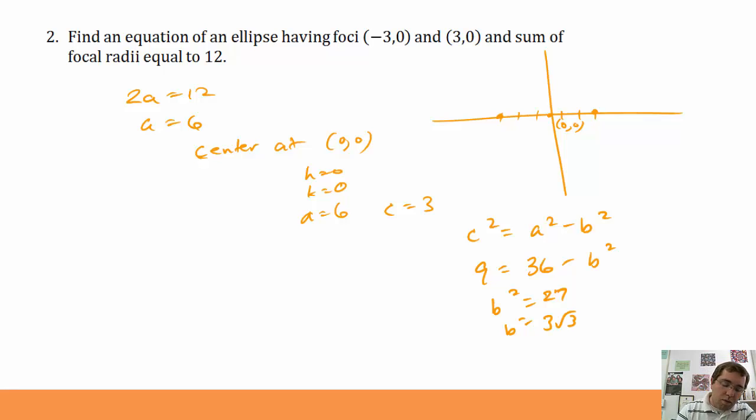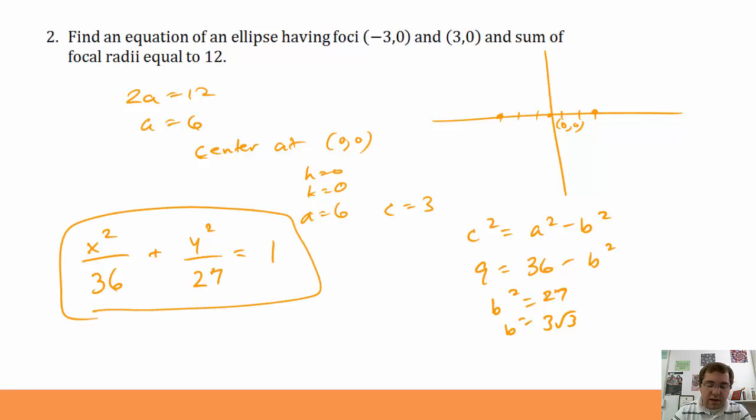Okay? So now I have enough to form my equation. Center's at 0, 0, so I've got x minus 0 squared, so x squared, over, since this is positioned horizontally, the bigger number, which is always a, needs to be underneath x. So this is a squared, which is 36, plus y minus 0 squared over b squared. Well, what's b squared? That was 27. So I don't really need the 3 radical 3. I just need b squared. And this always equals 1. Notice the c does not end up in my equation, but I use it to find the b.